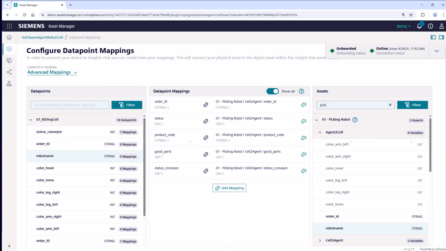You can realize the whole mapping procedure with the Insights Hub Asset Manager and its integrated MindConnect plugins.